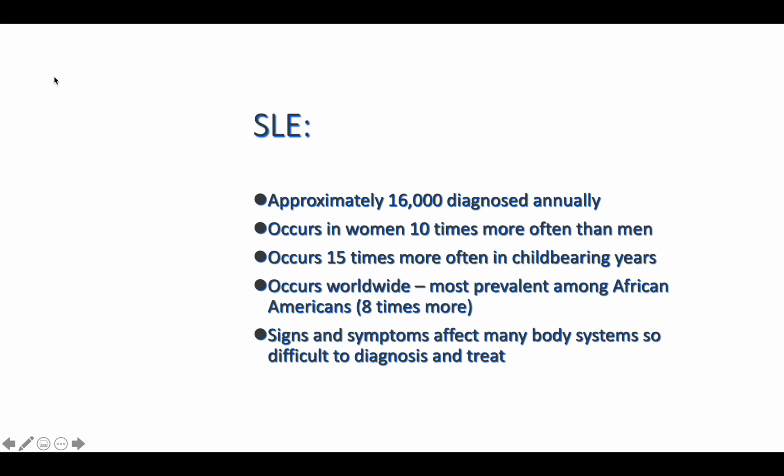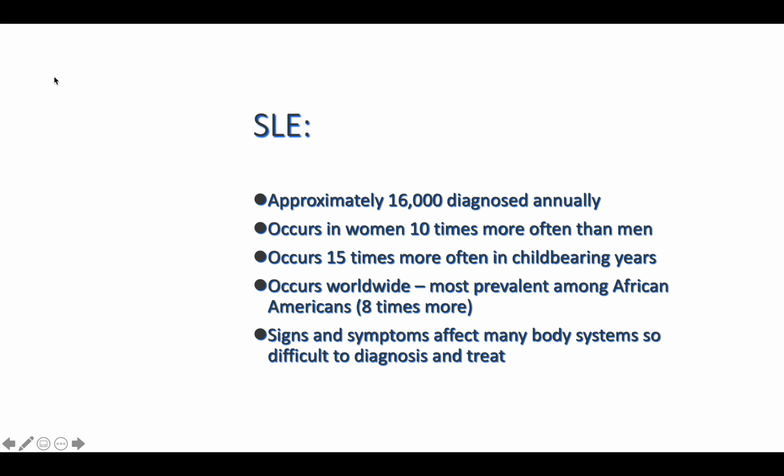Approximately 16,000 are diagnosed annually. It occurs in women 10 times more than men, 15 times more often in childbearing years, so at a very young age. Sometimes they're diagnosed during pregnancy. And again, it is the most common, complex, and serious of the autoimmune disorders.